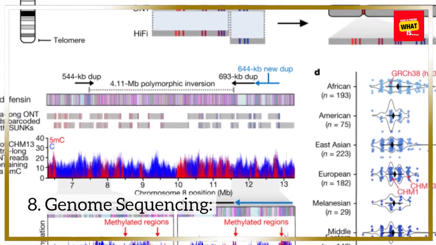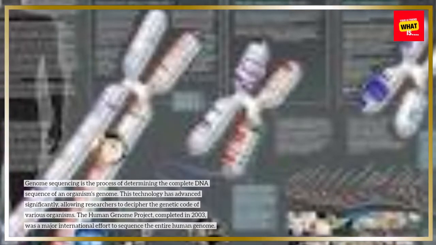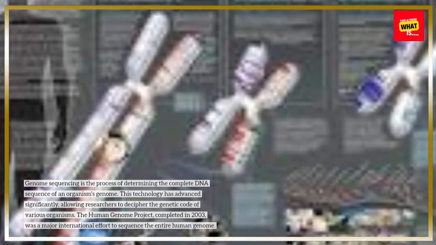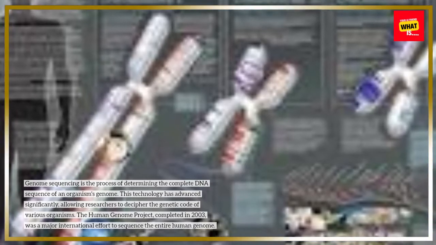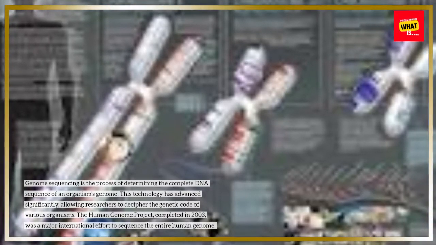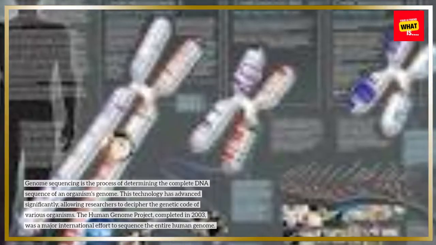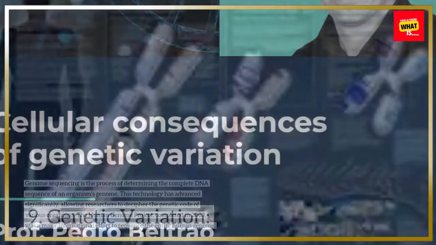8. Genome sequencing. Genome sequencing is the process of determining the complete DNA sequence of an organism's genome. This technology has advanced significantly, allowing researchers to decipher the genetic code of various organisms. The Human Genome Project, completed in 2003, was a major international effort to sequence the entire human genome.